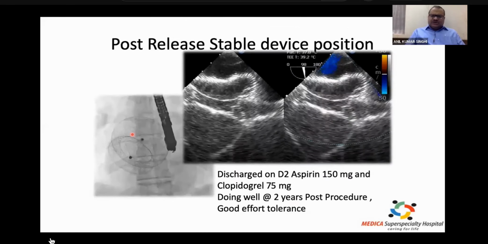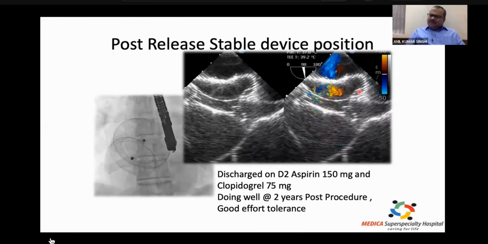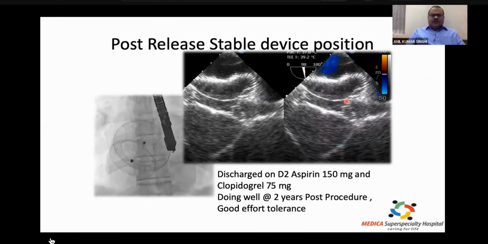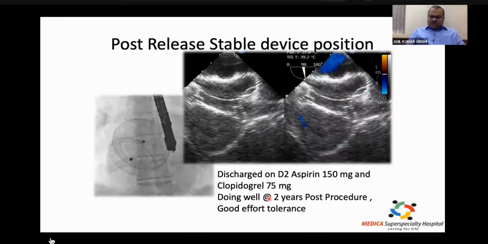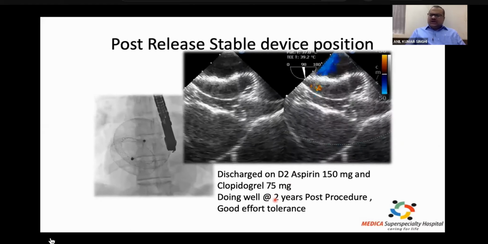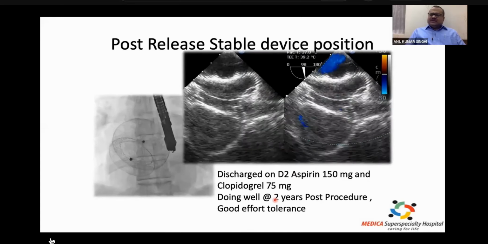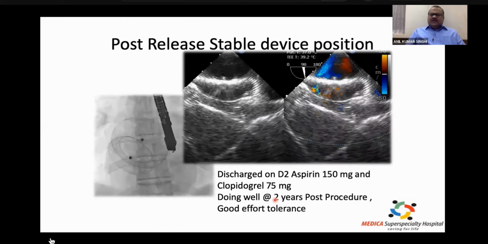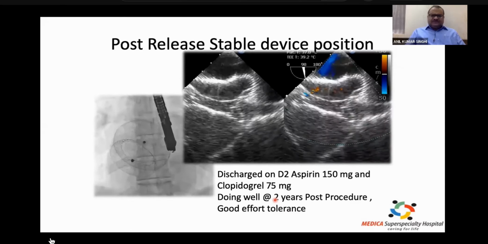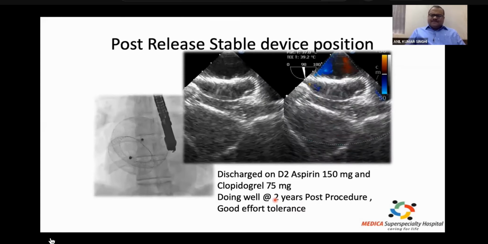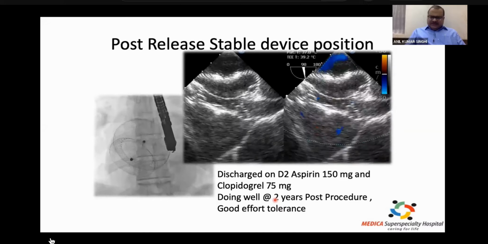And post-release, you can see the bulky 46 millimeter device completely occluded, no residual flow. He was discharged on aspirin and clopidogrel. Now it is not 2-year, rather 3-year post-procedure. He is doing extremely well. And the device, which was so bulky at the 6-month time, came down to a very normal profile and the heart reorganized itself. So again, the transesophageal echo came in a big way in helping us treat that patient.